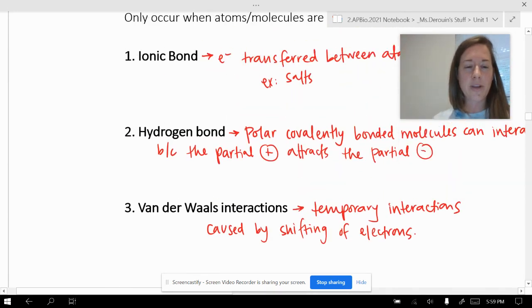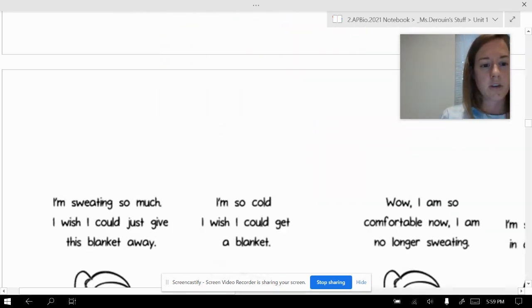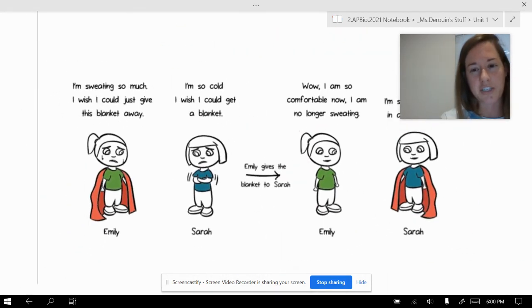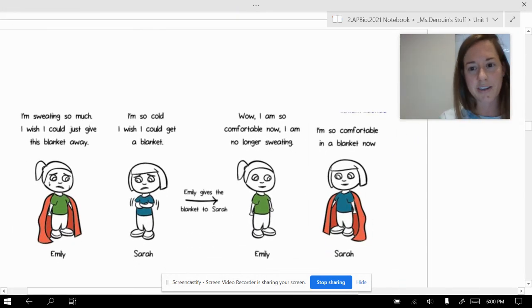All right. So again, the weak interactions were ionic bonds, which I know, if you're from AP Chem, I'm sorry, but in biology they're weak. Hydrogen bonds and van der Waals interactions. So now I have my little cartoons just as a review. I know these are really cheesy, but I do think it's helpful.